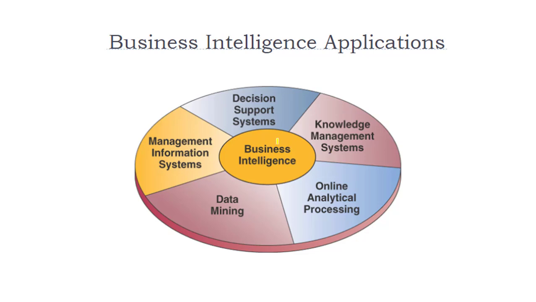Now, look at this model. The center is the business intelligence, because organizations want to know what the preferred products are, or what the characteristics or behavior of the stakeholders are. So they're using these different applications. The first one, decision support systems. Next, we have management information system. Then they're using data mining, and they have online analytical processing, and lastly, the knowledge management system. So these are the things that we are going to discuss.